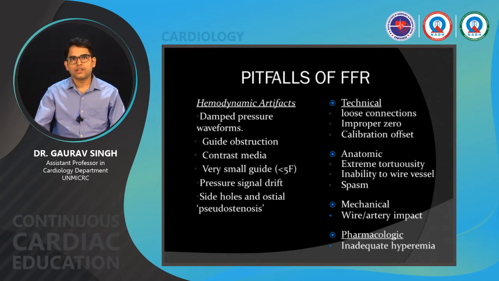There could be hemodynamic artifacts like damped pressure waveform, guide obstruction, contrast media related problems, a very small guide when we use less than 5 French guides, pressure signal drift, and aortic or ostial pseudostenosis. Technically, there could be loose connections, improper zeroing or calibration problems. Anatomically, we may have extreme tortuosity, inability to wire the lesion, or the vessel may be in spasm. Sometimes there are mechanical issues like wire artery impact, and most importantly, when we are not able to achieve maximal hyperemia, inadequate hyperemia is there. So these are some of the limitations or pitfalls of FFR.